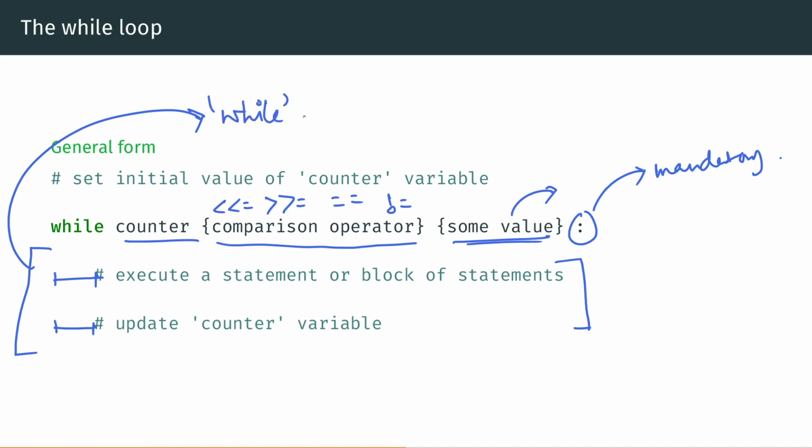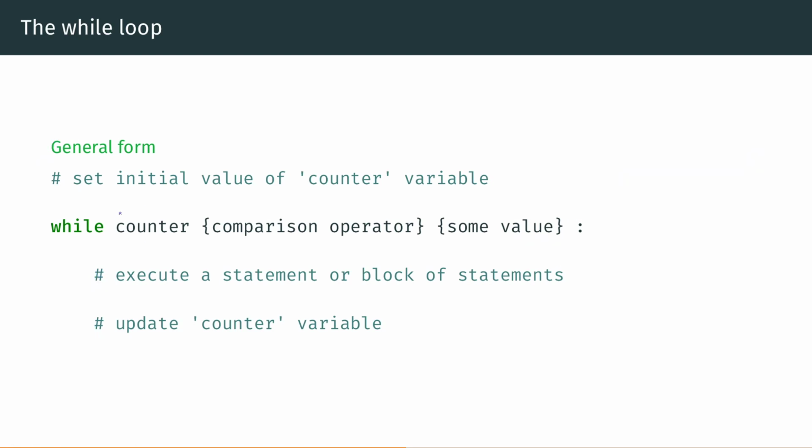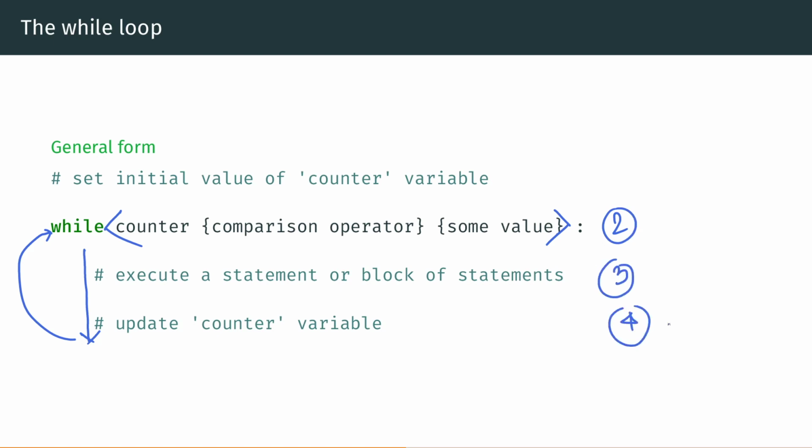Anything that is preceded by a tab will be executed inside the while block. And the way it works is you check this condition right here, and if this condition is satisfied, you execute the statements, and then you go back and do the thing over and over again. So you execute step 2, and then step 3, and then step 4, and then you go back to step 2 again, and this goes on until the decision at step 2 fails. So if you had to draw the flow of this code, it would be something like this.